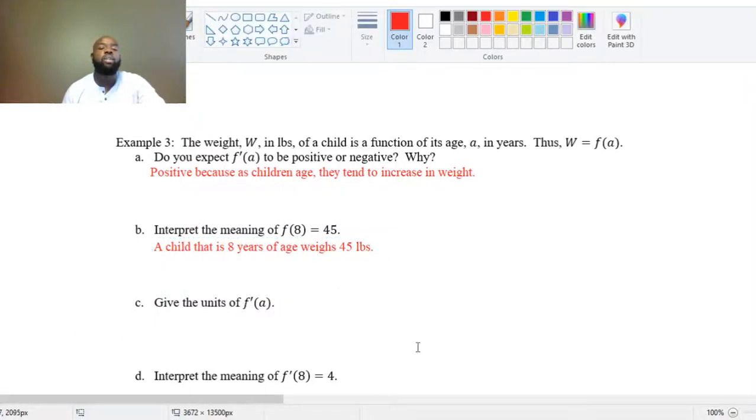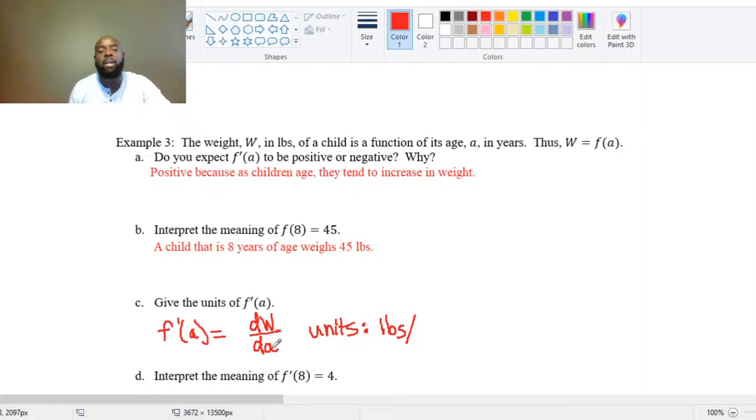All right, give the units of f prime of A. Again, you don't have to convert this to Leibniz notation. I just like to use it since we're getting used to it. But f prime of A is the same thing as saying dW, that's my output value, over dA, right? And so if I want my units, it's going to be the units of my numerator, which is going to be pounds, divided by the units of my denominator variable A, which is in years. And I use the abbreviation for pounds, LBS, so it's pounds per year.